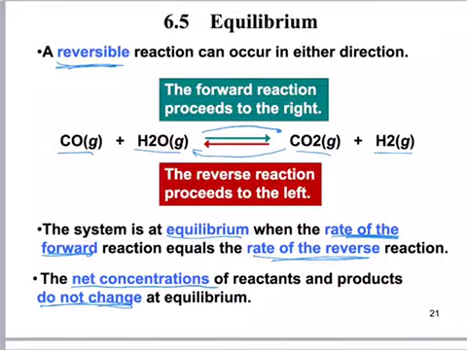As soon as you make CO2 and H2, there's a CO2 and an H2 reacting to make CO and H2O. This is what we would call a dynamic equilibrium. Dynamic. It's constantly in motion, as opposed to a static equilibrium, which is no movement happening whatsoever. So this is a dynamic equilibrium. The rate of the forward equals the rate of the reverse. That is equilibrium.